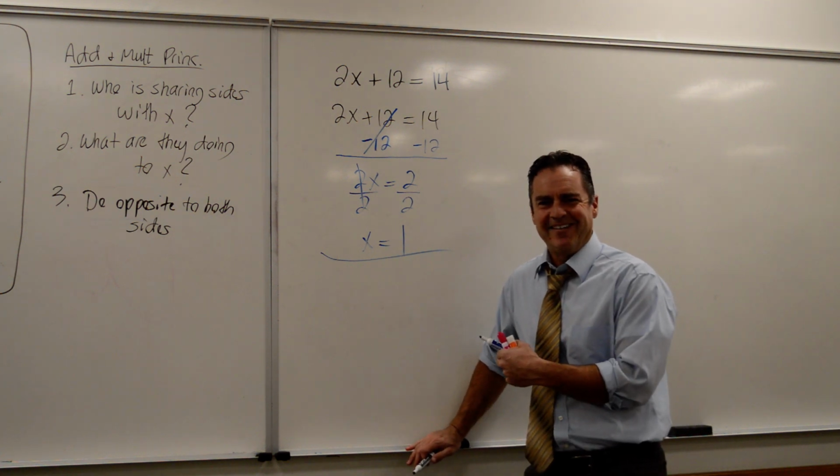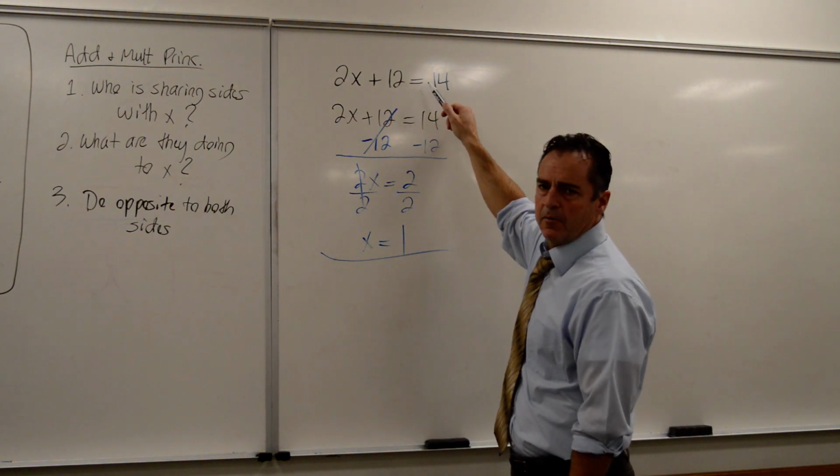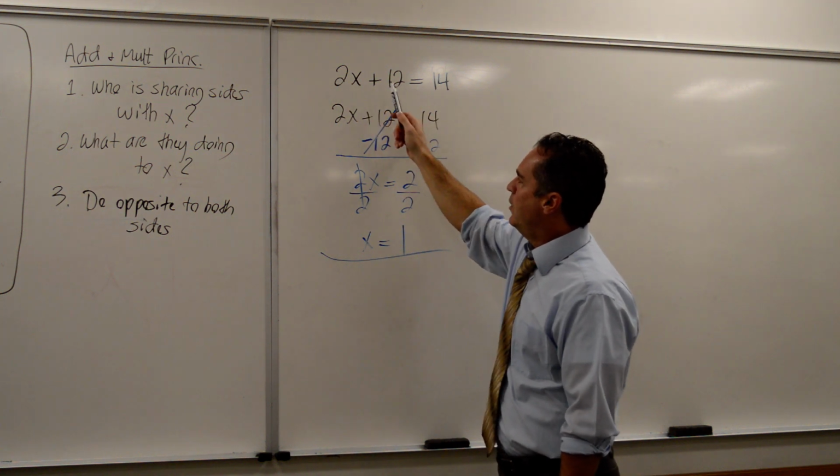finished this problem right here. So let's talk about this problem. We had 2x plus 12 equals 14. It's a solved problem because it has an equal sign. But now we have two things sharing sides with x, both 2 and 12.